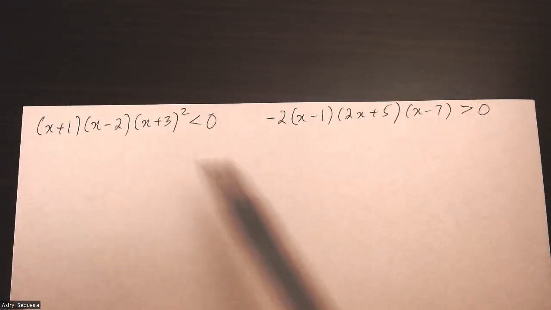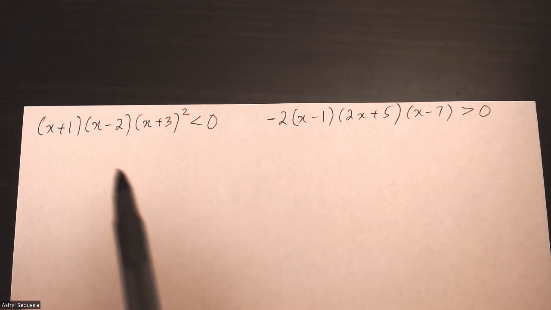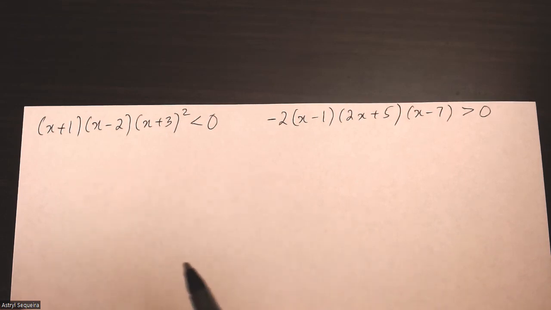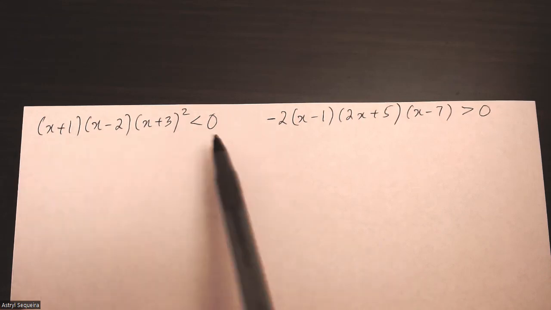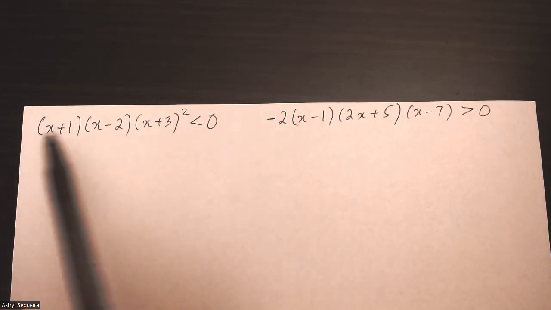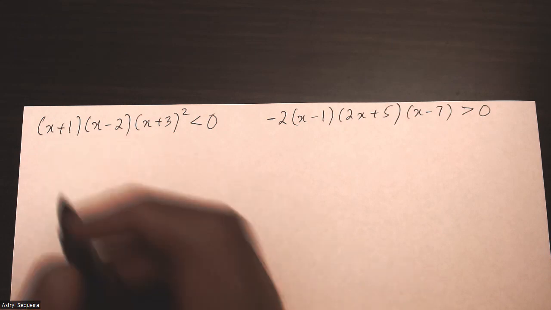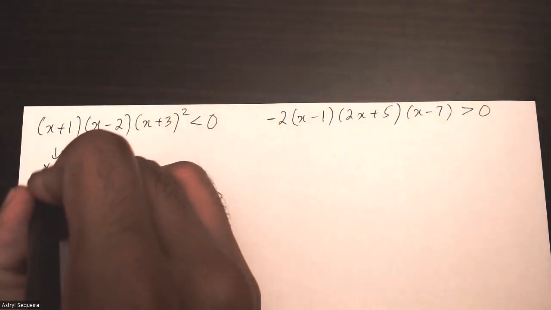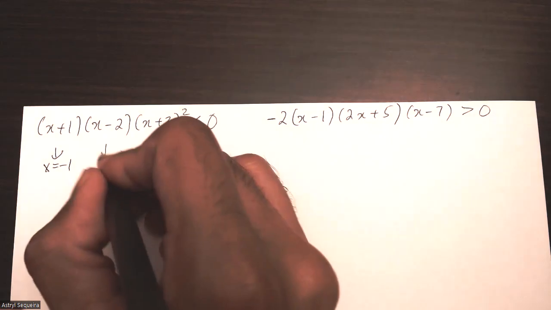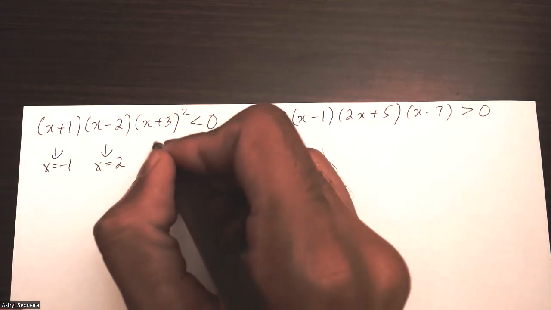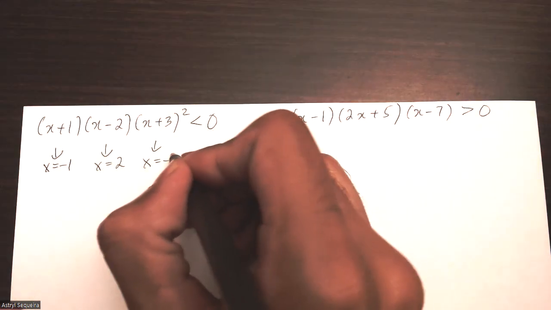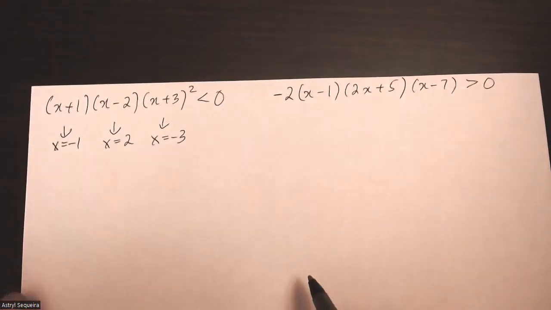All right, so in this video, we're going to solve these polynomial inequalities over here, and we're going to solve them using the chart method. Now, the first thing you want to do is make sure your equation is fully factored, which is true for this case. I'll just state my solutions really quick. X equals -1, x equals 2, and x equals -3.